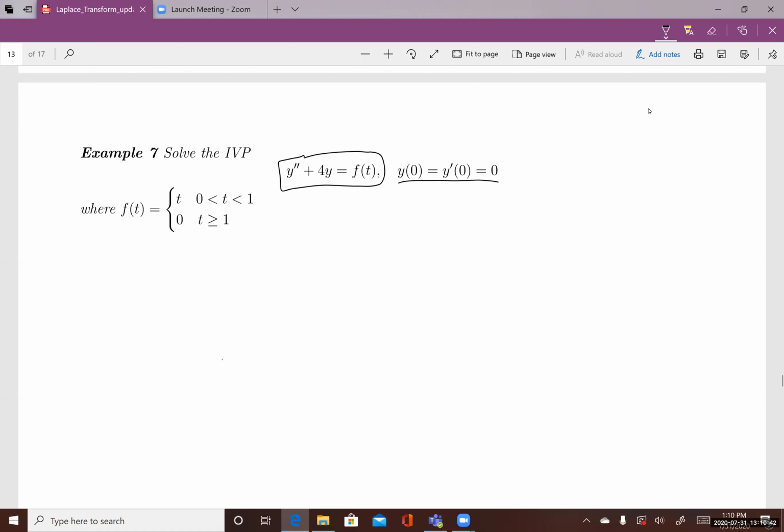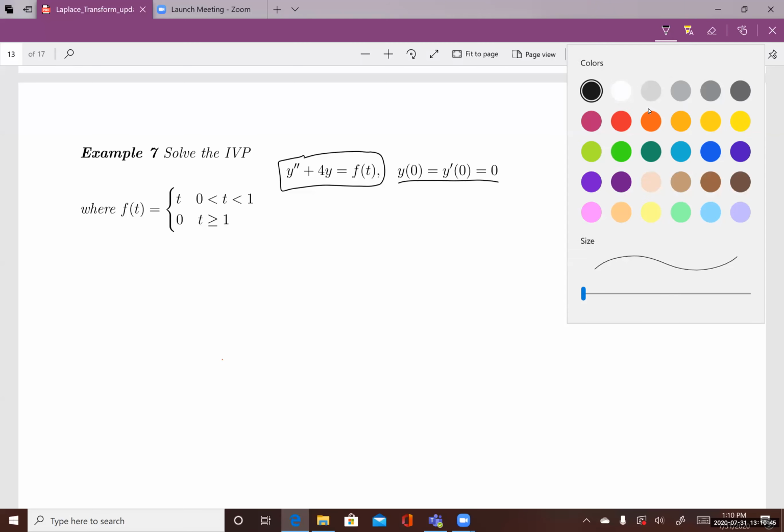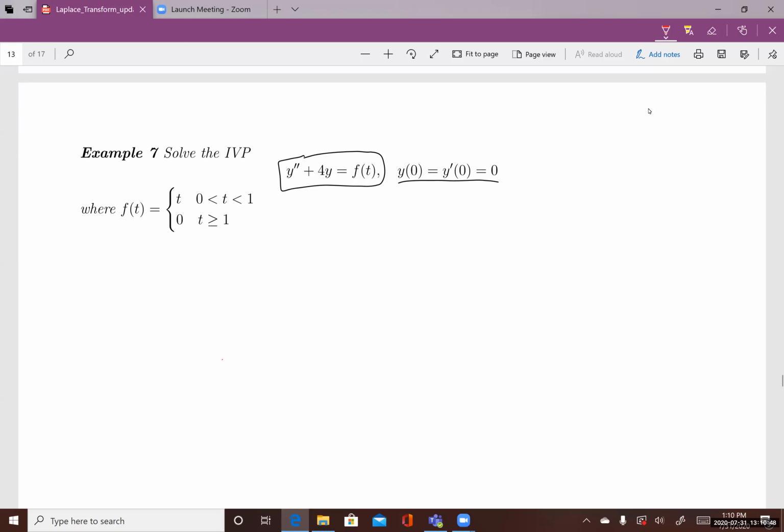All right, we want to use Laplace transform, so we have to apply Laplace transform to both sides of the equation. Since f(t) is a step function, we want to convert this piecewise function into a step function. So f(t) is going to be equal to t, plus the step u_1(t) with coefficient 0 minus t.